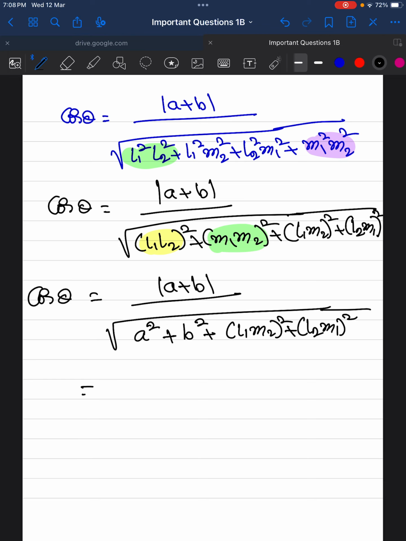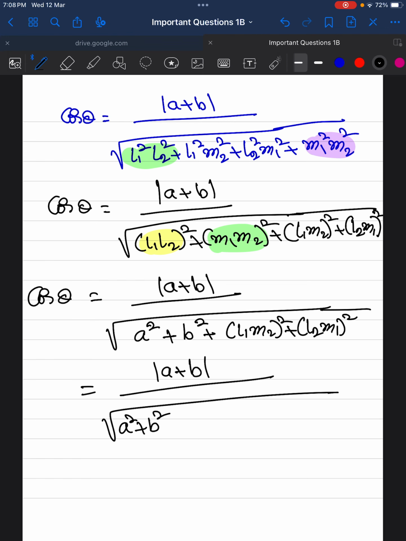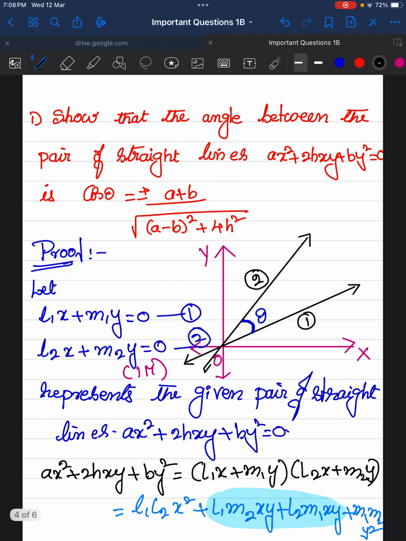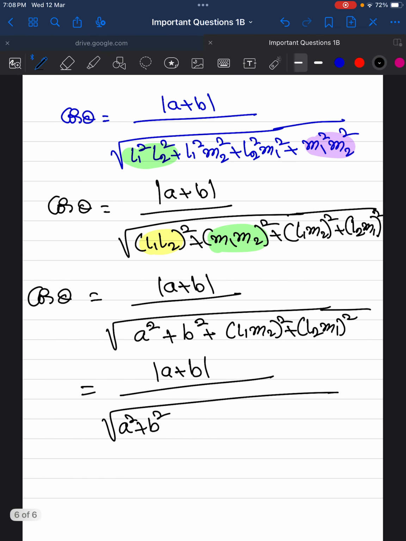Okay, cos theta is equal to mod A plus B by under root of A square plus B square is there. But if we see in the question, what is the denominator? Denominator contains this value A minus B whole square. What is the formula for A minus B whole square? A square plus B square minus 2AB. So here I want minus 2AB also. If I write minus 2AB here, listen carefully. Here minus 2AB is not present. If I write minus 2AB here, what happens?